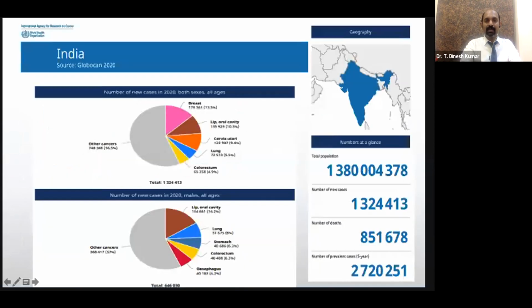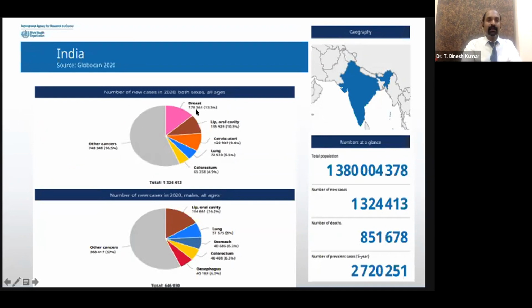Now, coming on to the epidemiology of oral cancer, specifically in India. If you see, there are almost 13 lakh new cases happening every year. This is the number of new cases as per the Globocan 2020 data. Every year, new cases are almost 13 lakhs, and the number of deaths every year is very alarming, which is around 8 lakhs per year.